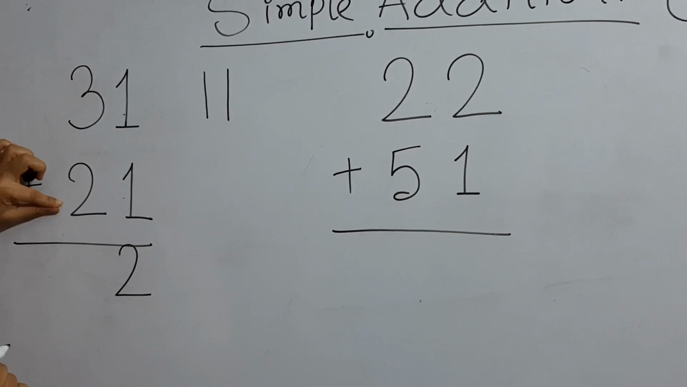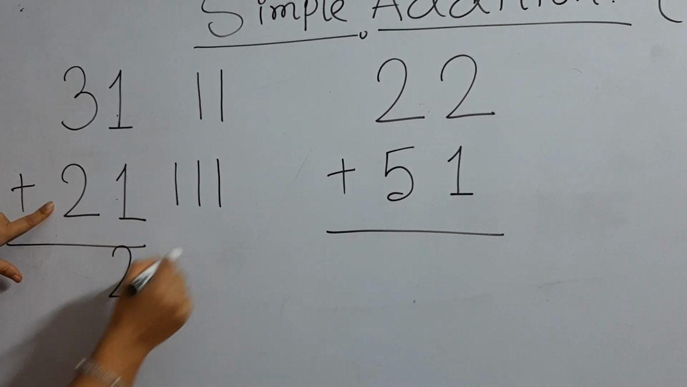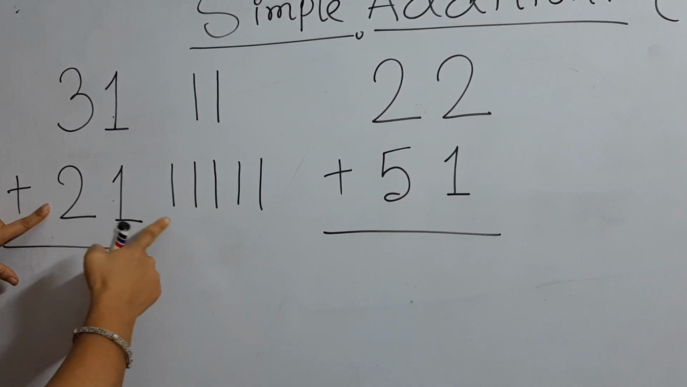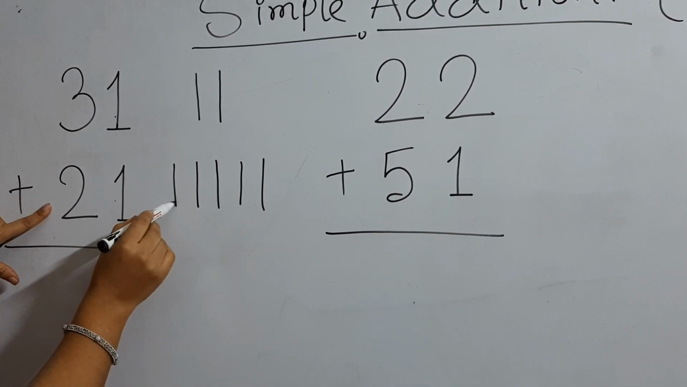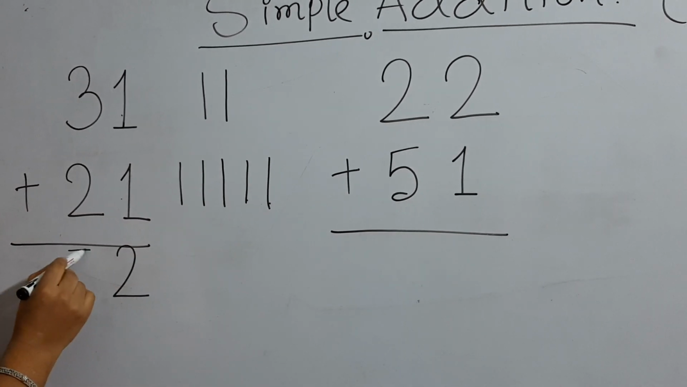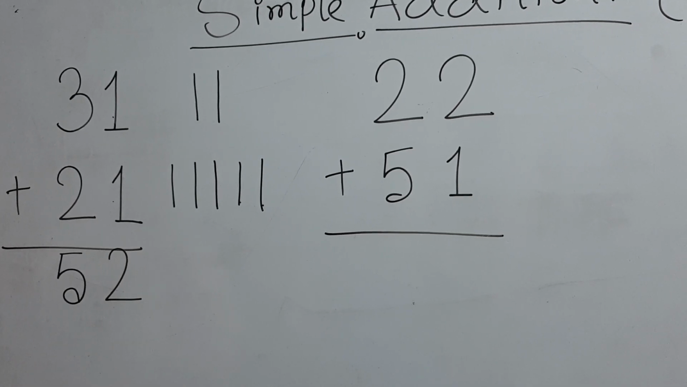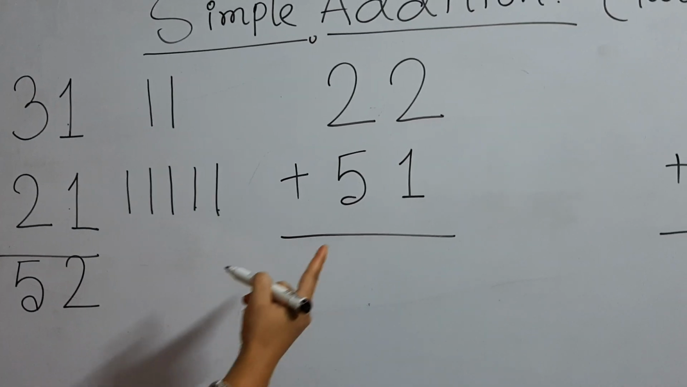Then tens place to tens place: 3 and 2. That is 1, 2, 3 lines, and here 2 lines. Finally, how many lines are here? 1, 2, 3, 4, 5. The answer will be 5. Clear, students? Okay, now come to the next one.